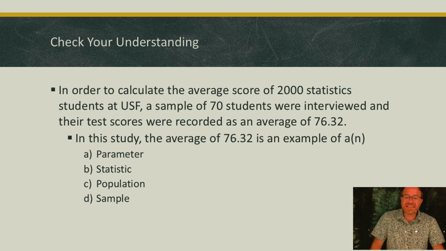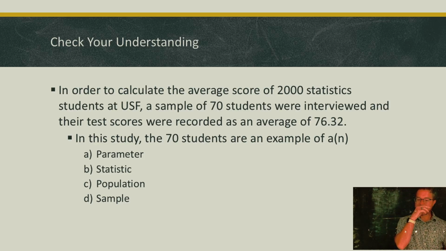In order to calculate the average score of 2,000 statistics students at USF, a sample of 70 students were interviewed and their test scores were recorded as an average of 76.32. In this study, the average of 76.32 is an example of what? So in this case, these are the scores of those 70 students we asked. So this would make it a descriptive statistic.